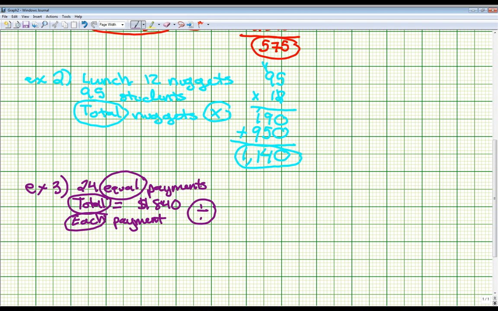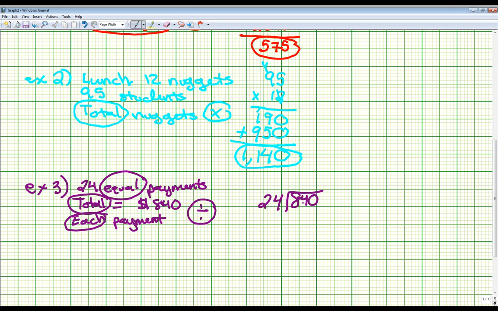So our division problem, the 2 numbers they give us are 840 and 24. So we have to divide 840 total dollars by 24 equal payments. And that will give us what each payment individually costs. So if we set this up over here, we're dividing 840, that's going to be our dividend, by 24, our divisor. So we're asking how many times can 24 go into 840? So a good way to start doing that is 24 into 8. 24 cannot go into 8, so we're going to move on.